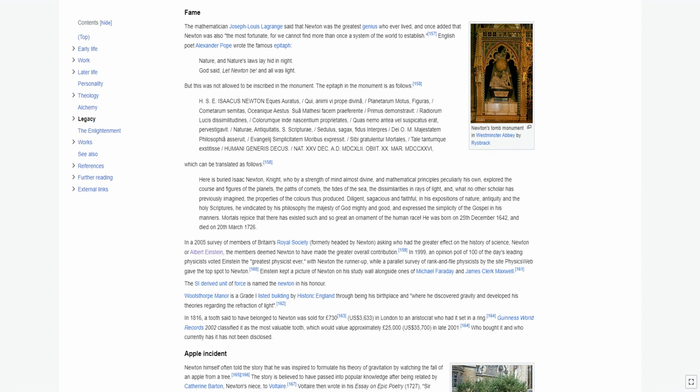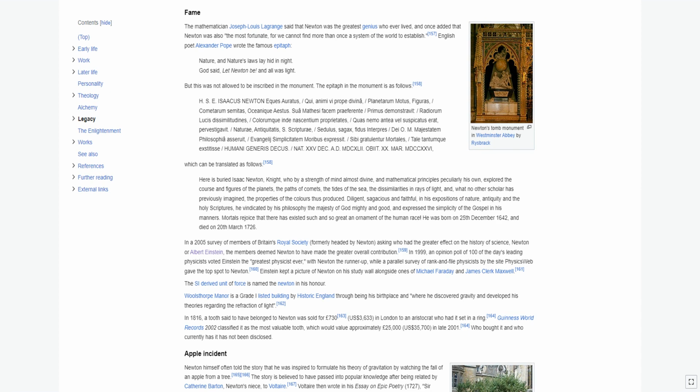Diligent, sagacious, and faithful, in his expositions of nature, antiquity, and the Holy Scriptures, he vindicated by his philosophy the majesty of God, mighty and good, and expressed the simplicity of the gospel in his manners. Mortals rejoice that there has existed such, and so great, an ornament of the human race. He was born on 25th of December 1642, and died on 20th of March 1726.